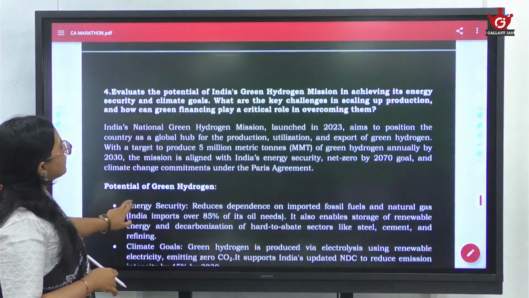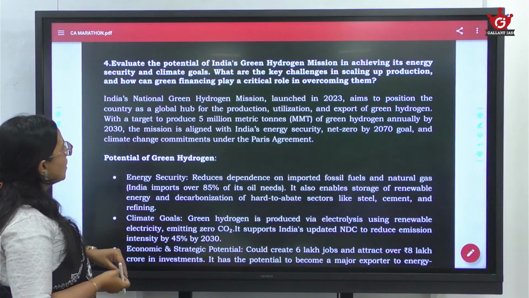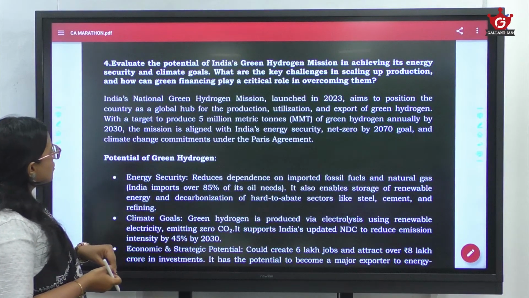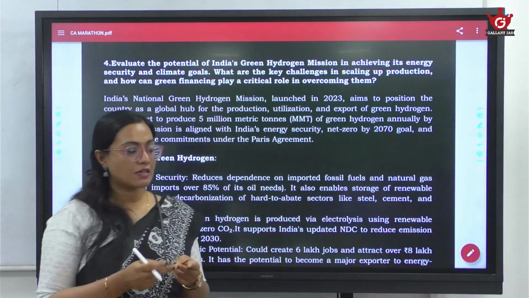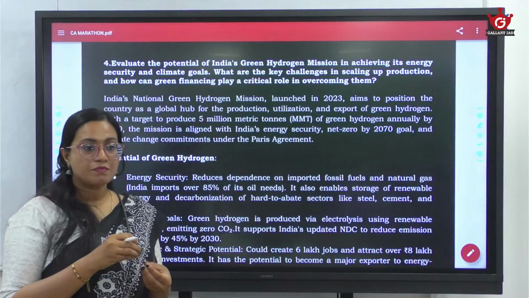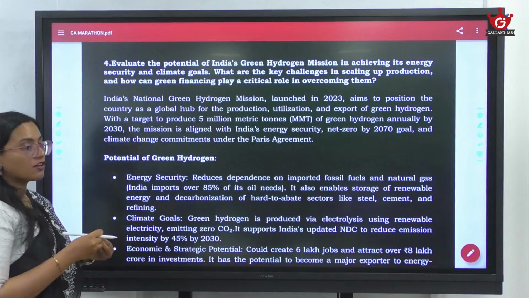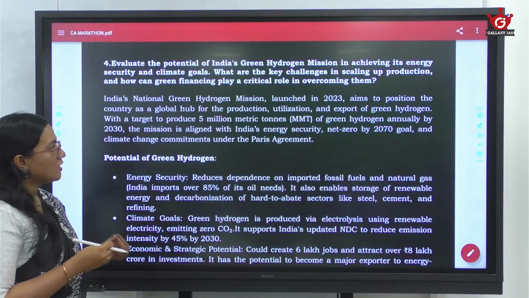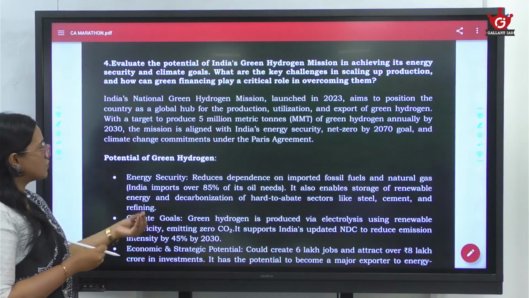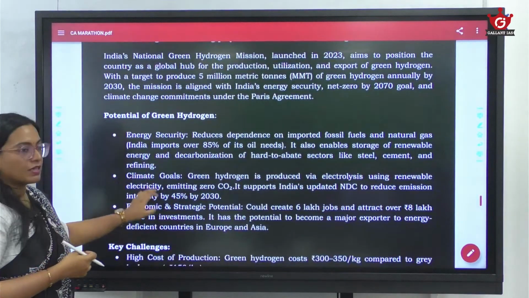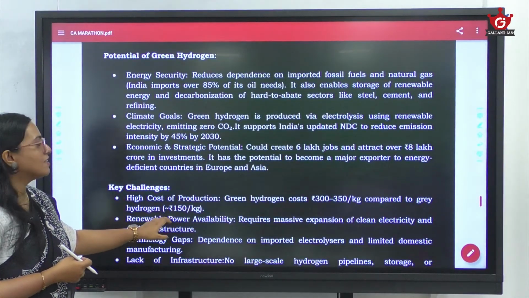Evaluate the potential of India's green hydrogen mission in achieving its energy security and climate goals. What are the key challenges in scaling up production and how can green financing play a critical role in overcoming them? So, this is actually merging economics and environment. Green hydrogen mission. So what is the economic viability? How can green financing play a critical role in overcoming the challenges of the hydrogen mission? So what is the potential of green hydrogen? Energy security, climate goals, economic and strategic potential.